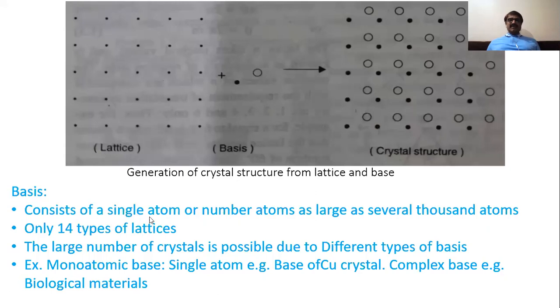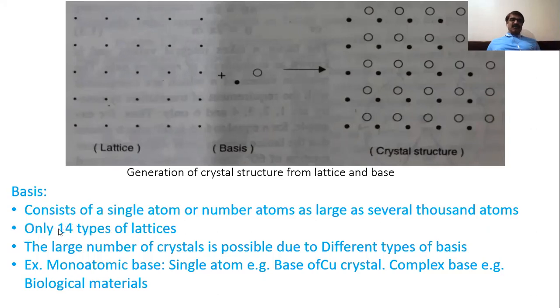So the basis consists of a single atom or a number of atoms. And how many atoms will there be? They can be as large as several thousand atoms. So the basis varies from a single atom to two, three or more, even several thousand atoms.